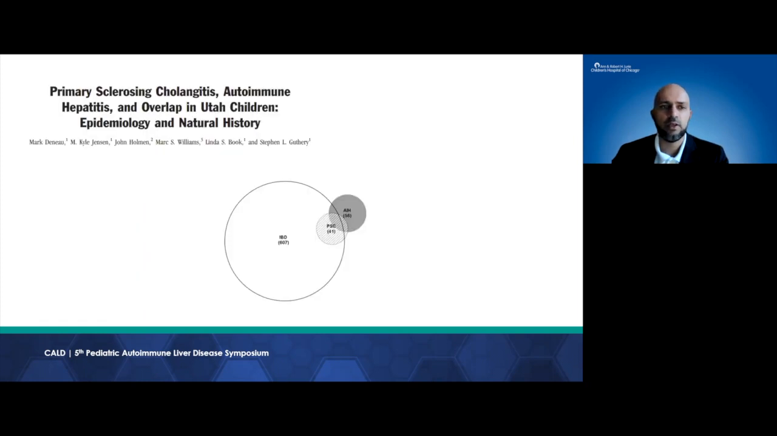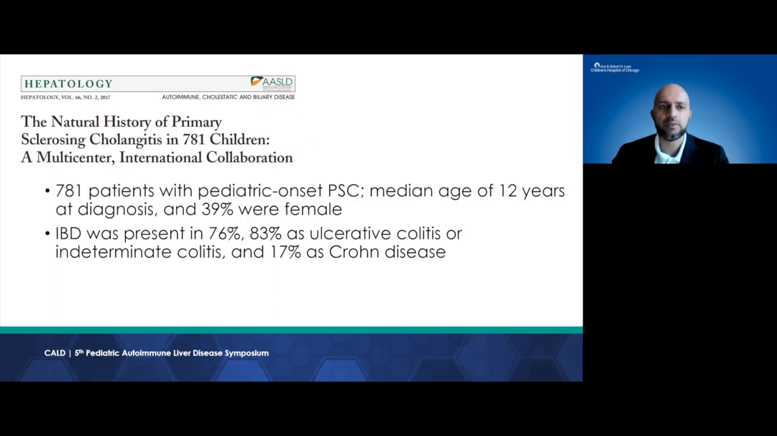This was a study done in Utah by Mark Deneau. He collected 600 patients with IBD and looked to see how many had PSC and how many had autoimmune hepatitis. You can see that the majority of the patients with PSC also had IBD, while the overlap with autoimmune hepatitis was not as strong.